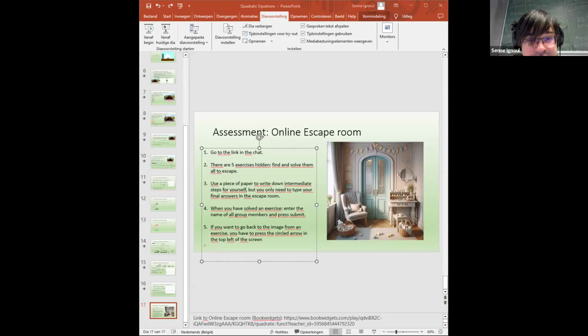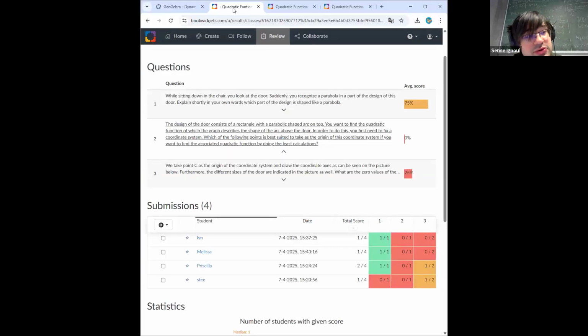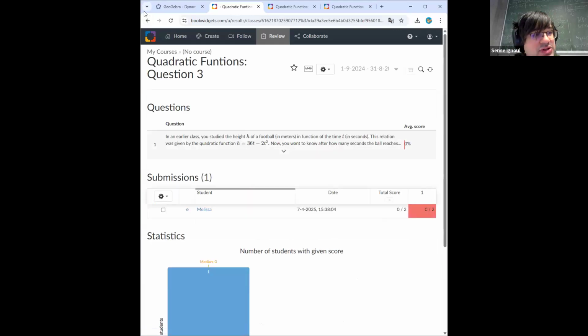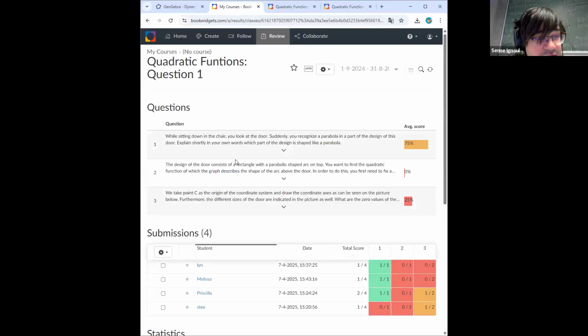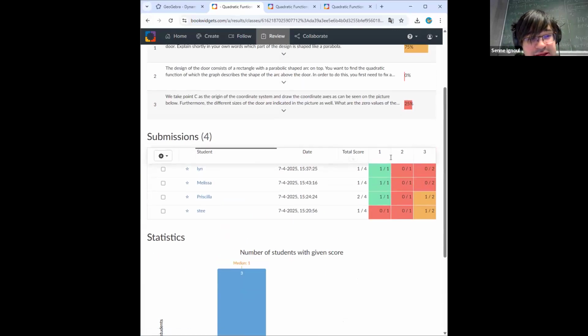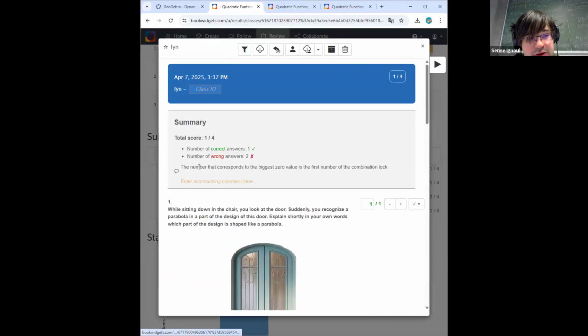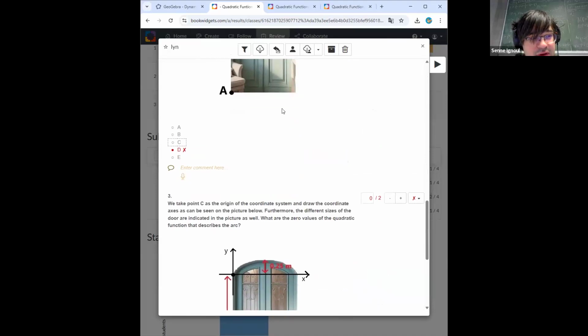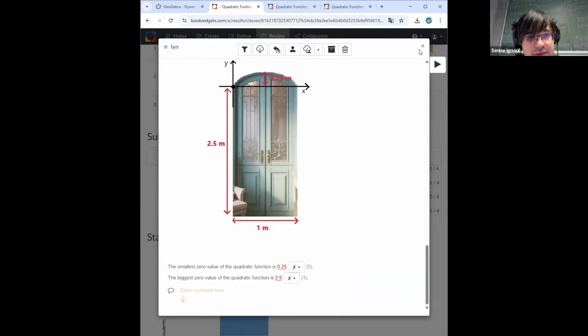So what I can see when students are solving this is that I get a menu of all the submitted answers. For example, here question 3 is something that not a lot of people have tried, but question 4 has been. Then I can see which students scored how high on which question. I can also press on a specific student, and then I can see what they've written down.